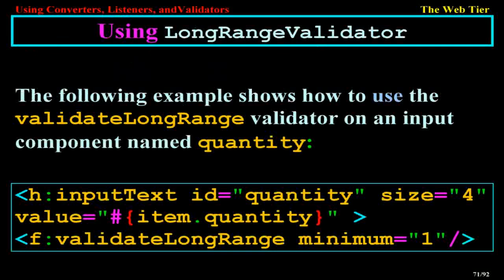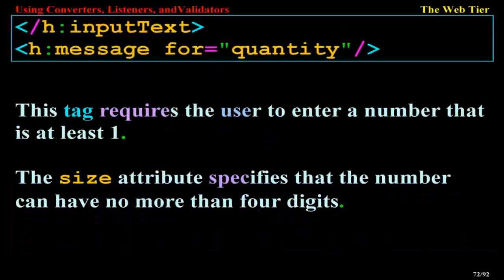<h:inputText id="quantity" size="4" value="#{item.quantity}"> <f:validateLongRange minimum="1"/> </h:inputText> <h:message for="quantity"/> This tag requires the user to enter a number that is at least 1. The size attribute specifies that the number can have no more than 4 digits.